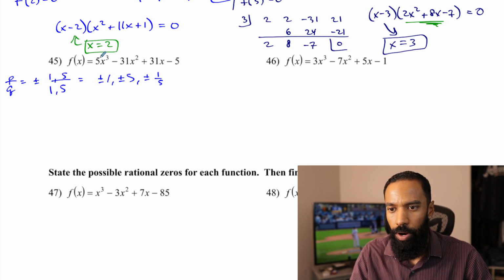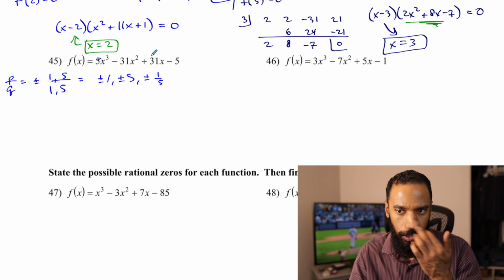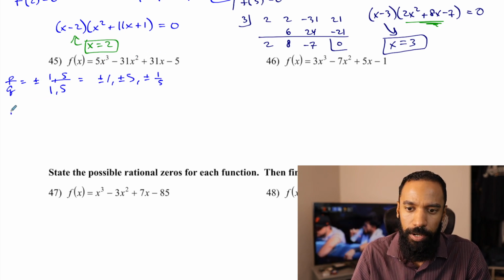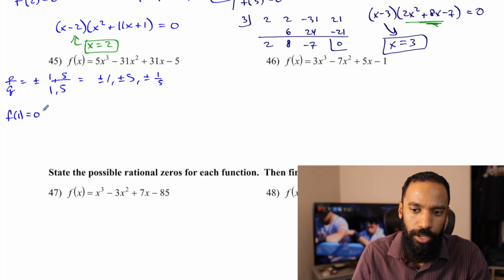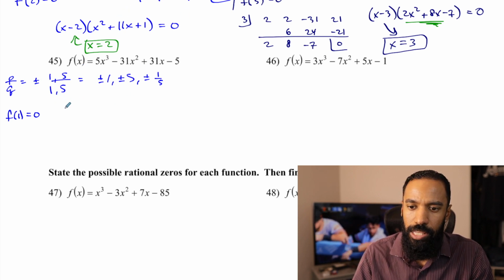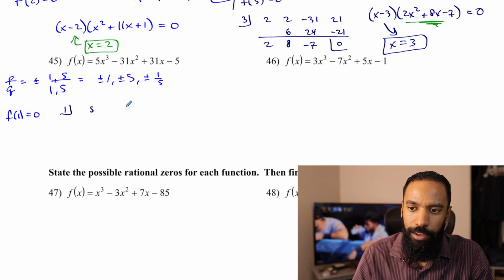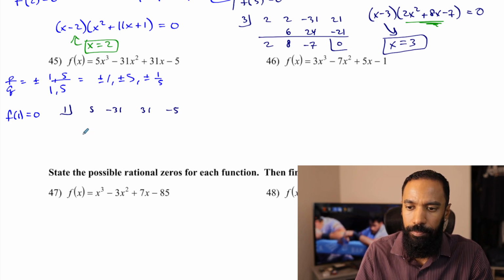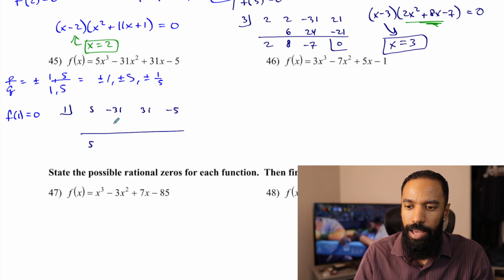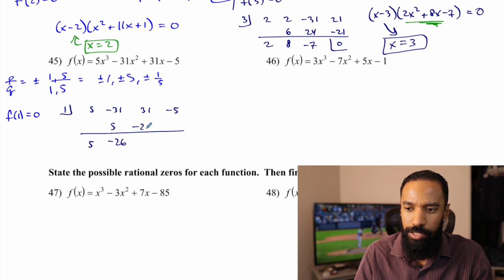So these are our 6 different possibilities right there. I think 1's going to work. You get 5 minus 31 plus 31 minus 5, so that does seem to work there. So f of 1 is all good. When I use synthetic division on that guy right there, I get 5, negative 31, 31 and negative 5 here. So 5, negative 26, 5, and 0.